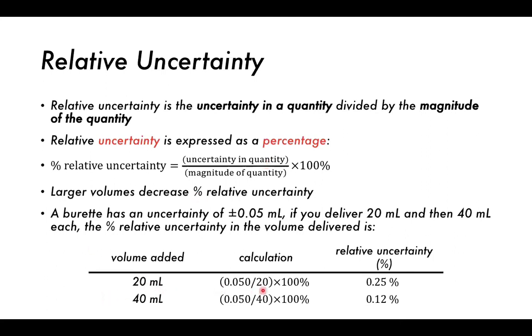So if we add 20 milliliters, then our calculation will be this uncertainty, which is 0.05, which we got up here, divided by 20, which is the volume that we delivered, times 100%, which will give us a relative uncertainty of 0.25% in our final volume measurement. Whereas if we add 40 milliliters, the uncertainty doesn't change, but the magnitude of the quantity does change. And so the relative uncertainty is roughly half of what it was. And so we end up with a considerably more accurate volume reading. This is why it's easier to reduce relative uncertainty with larger volumes.